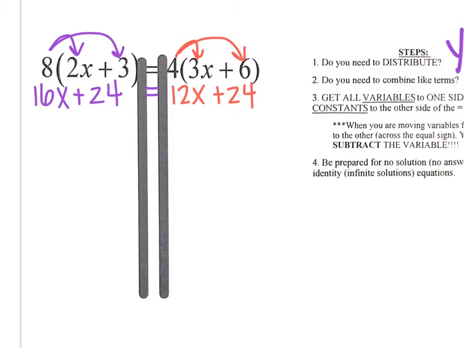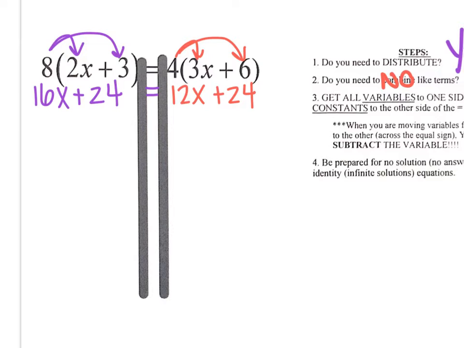And if we look at the right-hand side, I have a 12x and a 24. I can't combine those either. So therefore, I don't need to combine like terms. You can only combine like terms on the same side of the equal sign. You can't combine like terms over the equal sign.